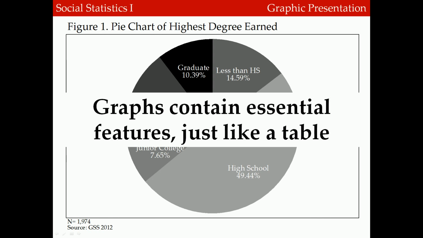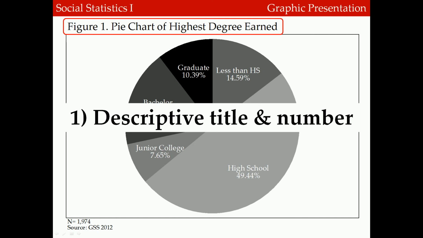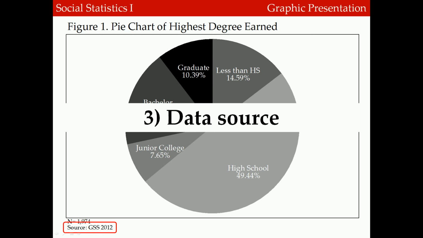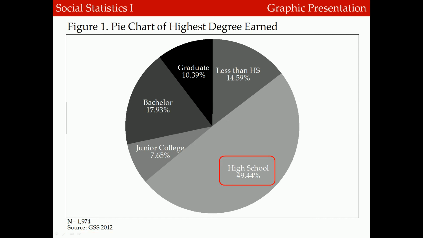Notice that it contains all the essential features, just like a table. For example, it has a descriptive title and number. Here we see that we have a pie chart of the highest degree earned. It also includes a total number of cases. In this example, we're using a sample of 1,974 cases. And it also includes a data source. Here we see that the data are coming from the General Social Survey, or GSS, 2012.